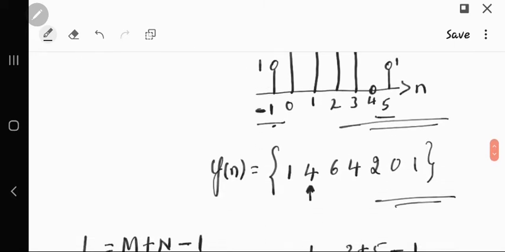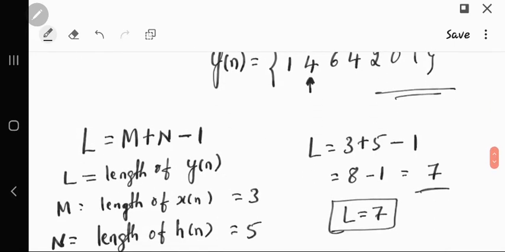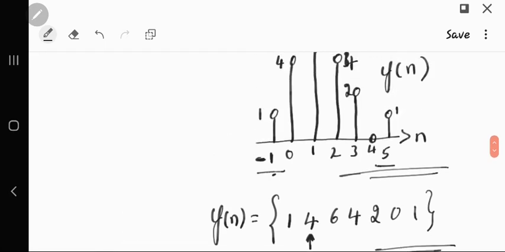So you have two things to confirm. First one, y of n should have 7 samples based on the length. We have 7 samples here, and the signal should start from minus 1 and end at plus 5. The same thing we are getting here, minus 1 and plus 5. So this is the confirmation that we got the index right and the number of samples right.